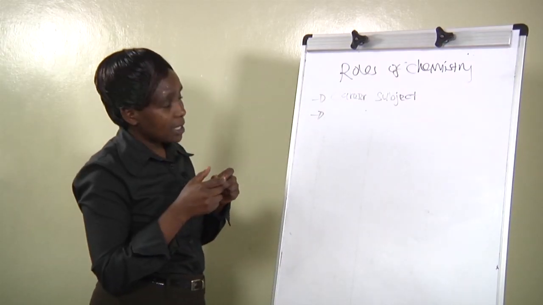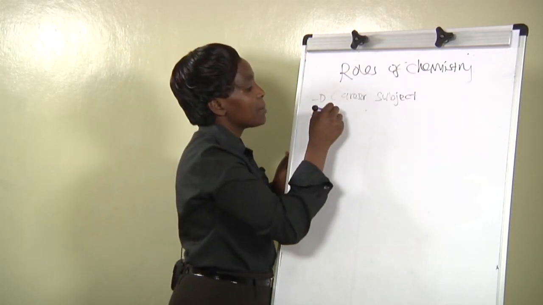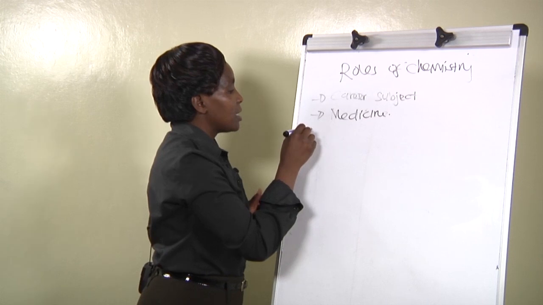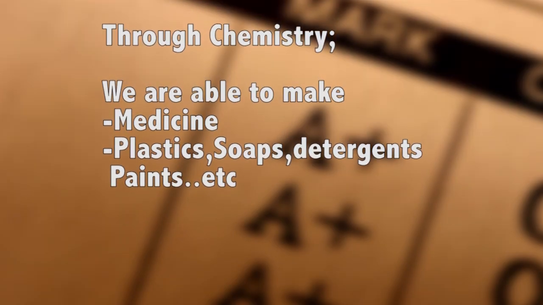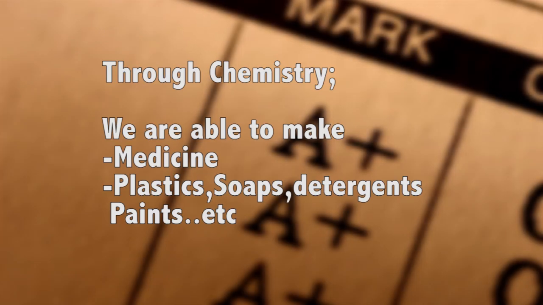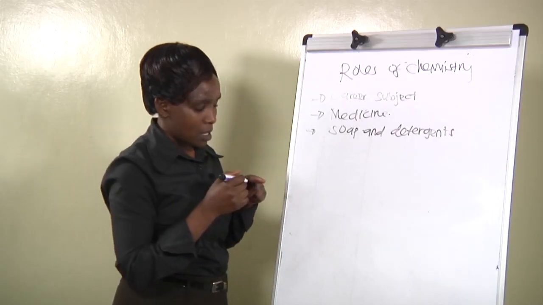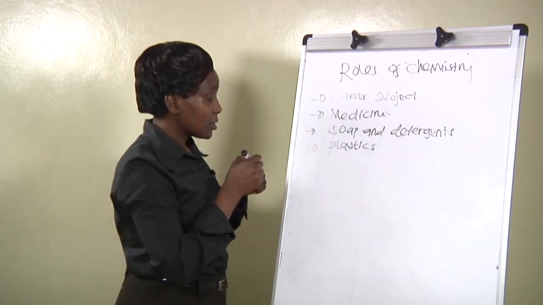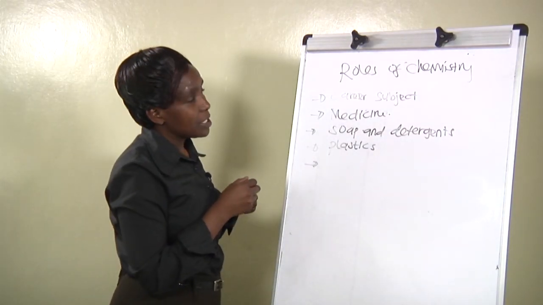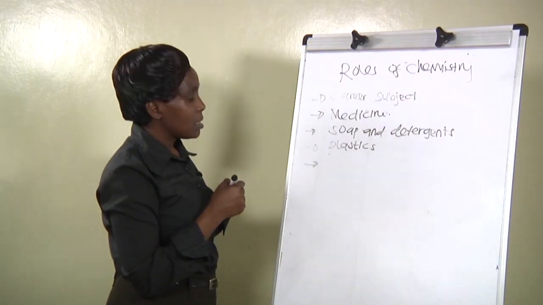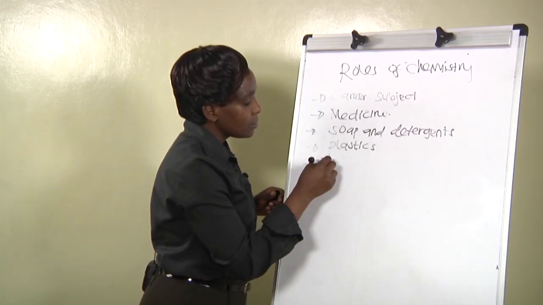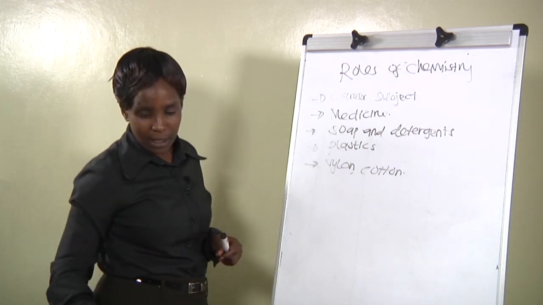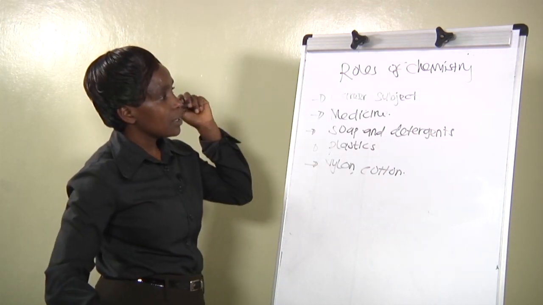Another one, we have said that through the knowledge of chemistry, we are also able to make medicine. And you know how important that is to improve our life. We have also said that through that knowledge, we are able to make soaps and detergent. Through chemistry, we have also been able to make plastics. And it's also through chemistry that we have come up with the knowledge that helps us even to make things like nylon, cotton, and so forth. So I have said that the list is endless, and you can have as many roles as possible.